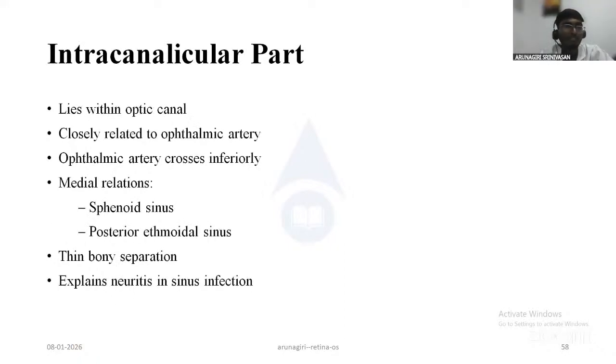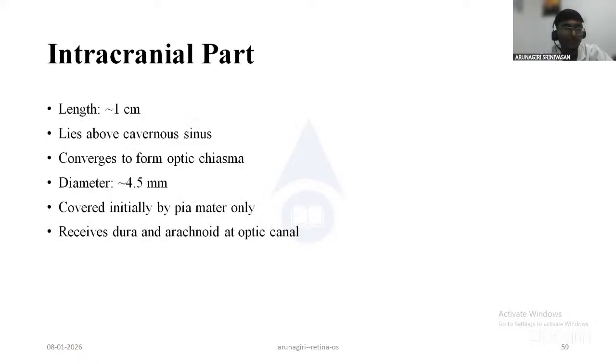The intracanalicular part lies within the optic canal, closely related to the ophthalmic artery, which crosses inferiorly. Medial relations: sphenoid sinus and posterior ethmoidal sinus with a thin bony separation, which explains neuritis in sinus infection. The intracranial part is almost 1 centimeter in length, lies above the cavernous sinus, and converges to form the optic chiasma. Its diameter is 4.5 mm, covered initially by pia mater only. Pia mater receives dura and arachnoid at the optic canal.